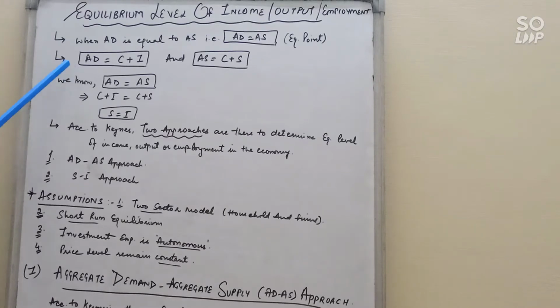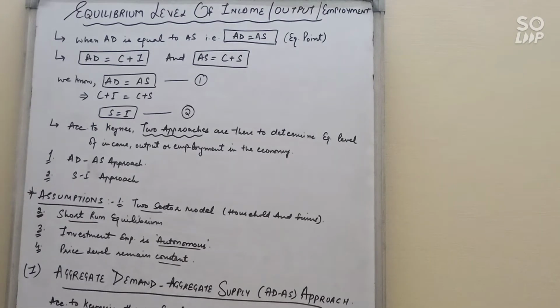As we know, AD has two components, C plus I, consumption expenditure plus investment expenditure in the two sector model, and AS is the sum of consumption and saving. If we put these into the equation AD equals AS, AD is C plus I and AS is C plus S. So from this we get saving equals investment. So we have two approaches to determine the equilibrium level of income, output and employment in the economy: the AD-AS approach and the saving-investment approach, and this approach is derived from the first, that is AD-AS.